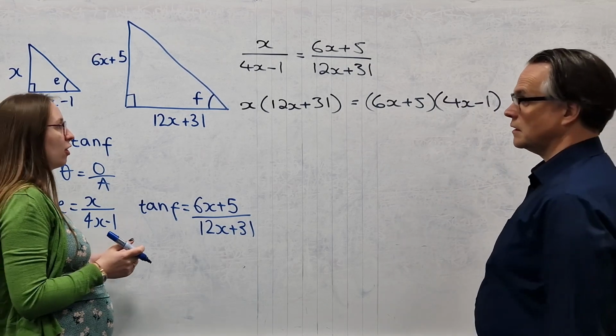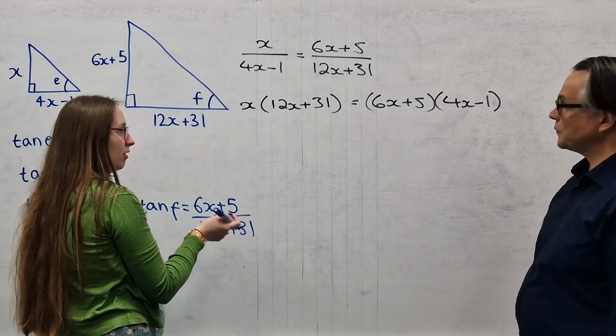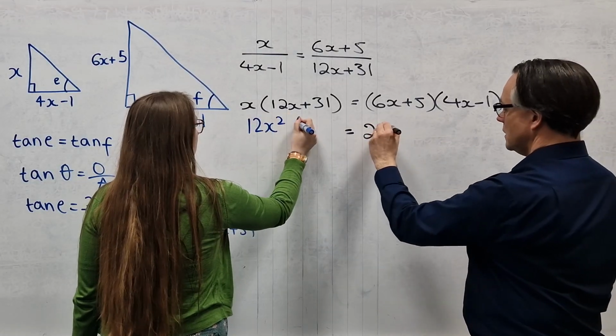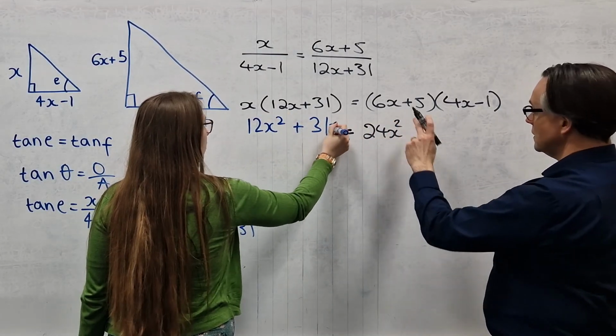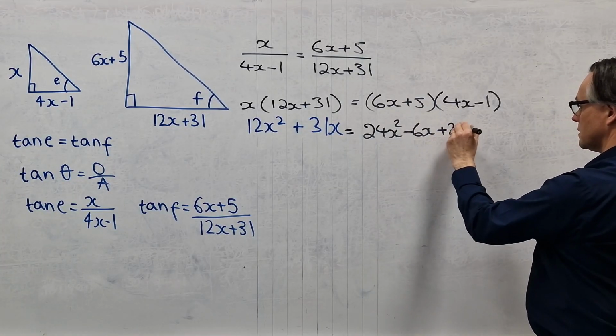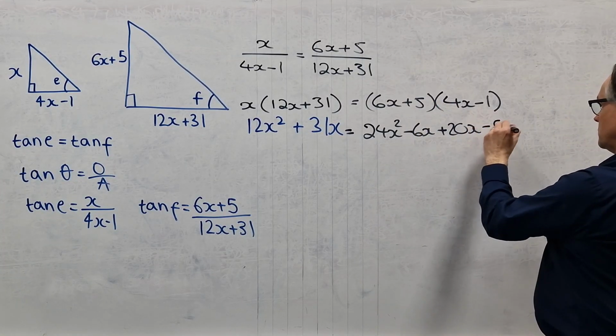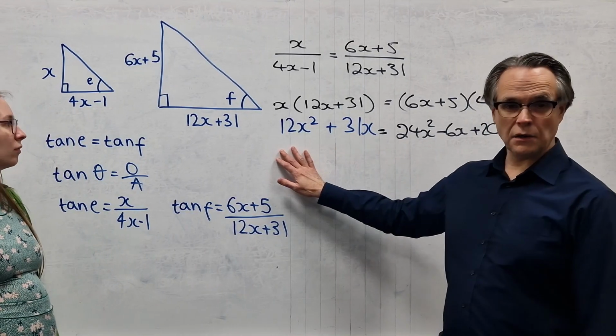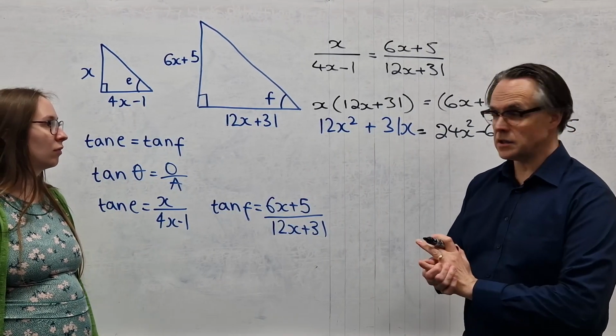And then just to mix up the colours, do you want to expand that side or expand this side? Yep, go on then. So 6x times 4x is 24x squared, 6x times minus 1, 5 times 4x, 5 times minus 1. Cool. Now then, big quadratic equation. How do you solve quadratic equations?